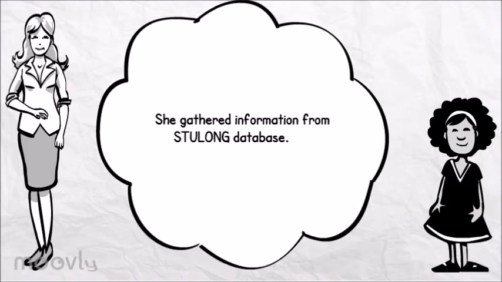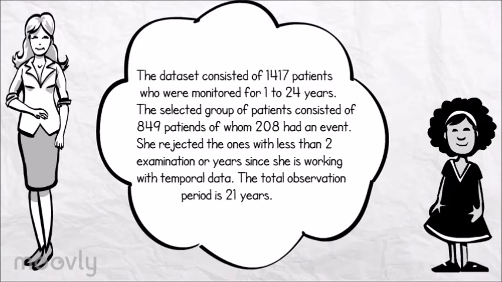She gathered information from the Stulot database. The dataset consisted of 1,417 patients who were monitored for 1 to 24 years. The selected group of patients consisted of 849 patients, of whom 208 had an event. She rejected the ones with less than 2 examinations or years, since she is working with temporal data. The total observation period is 21 years.